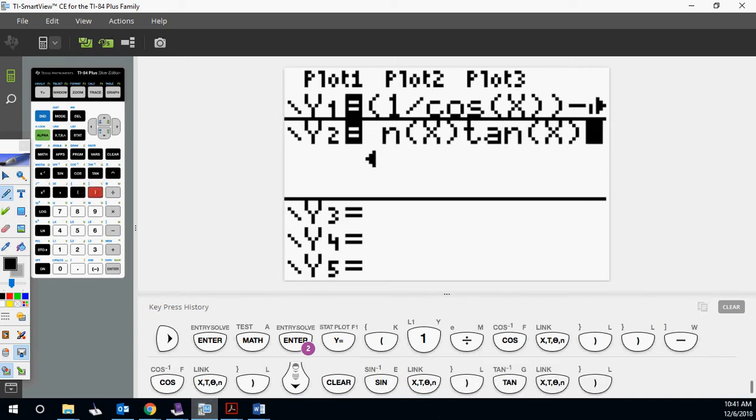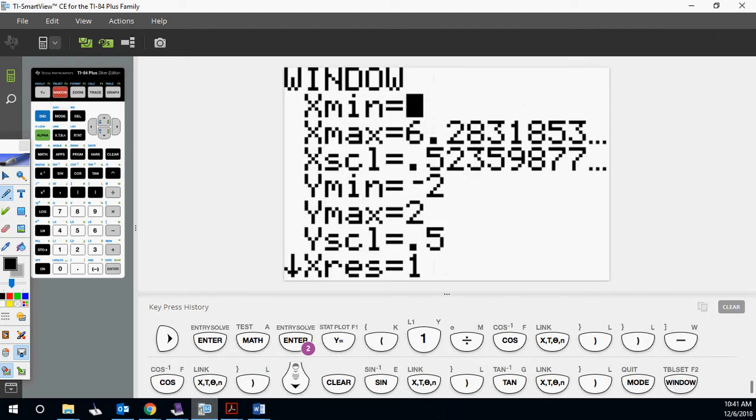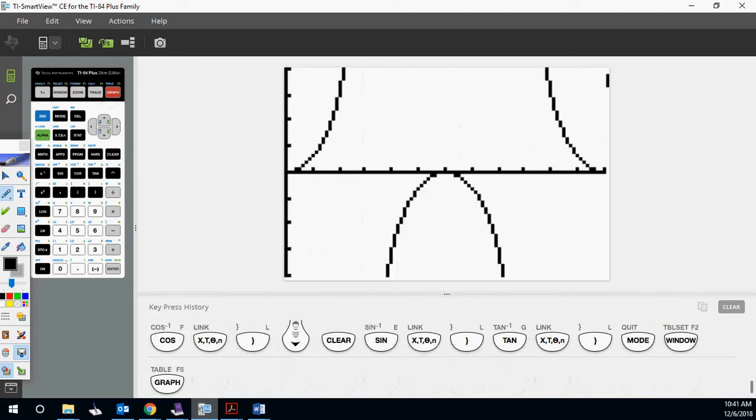Okay, and let's make sure I'm in the right mode. I should be in radian mode. I am. My window is 0 to 2 pi. My scale is one of the pi's. We'll leave it like that. And then -2 to 2. All that looks good. All of my scales look good, so let's see how this looks here. Okay, interesting.